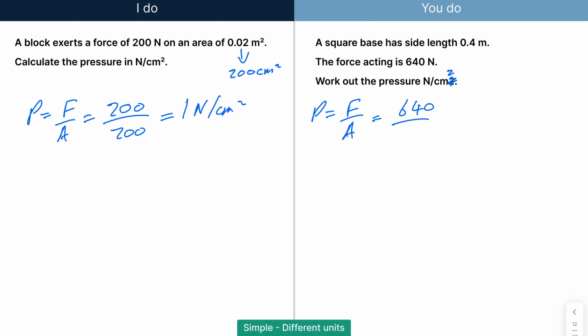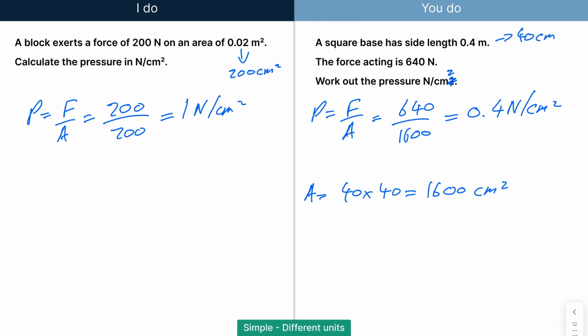Now, with the pressure, if I compare the units, this is in centimeters squared, that's in meters. So I want to convert the 4 meters to centimeters. So that can just be times by 100. So that's going to be 40 centimeters. And so the area is just going to be 40 times 40, which becomes 1600 centimeters squared. And then I can put that in here and then just do 640 divided by 1600, and that gives me 0.4 newtons per centimeter squared.